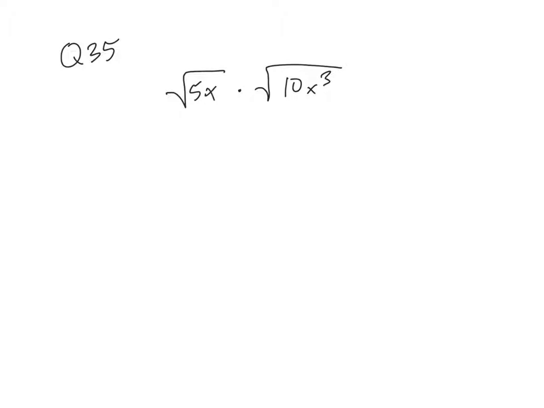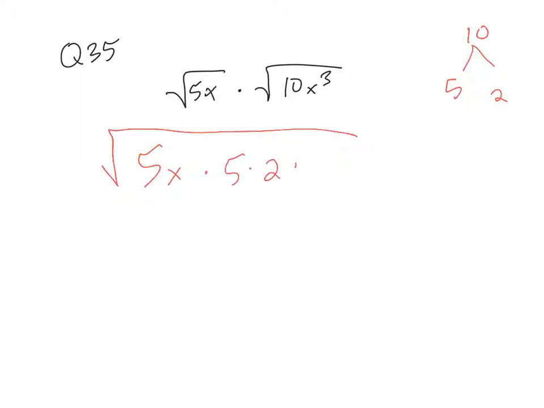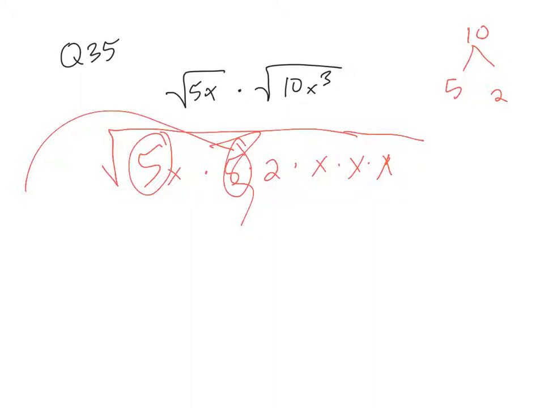Here we're going to do the same thing. Go ahead and break down that 10 into 5 and 2. So I'm going to write, we have 5x times 5 times 2 times x times x times x. We have 2 5's, so you can pull out a 5. The other one goes away.